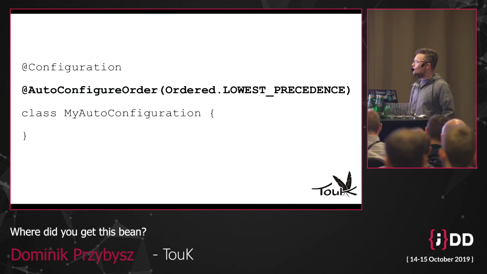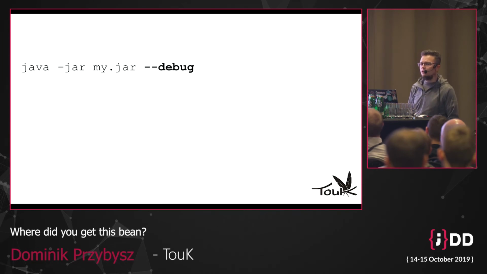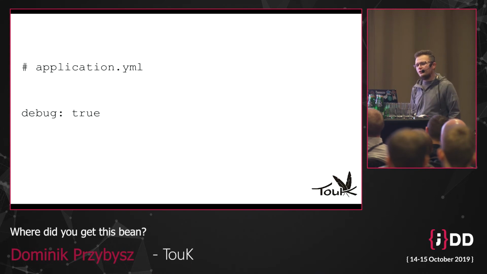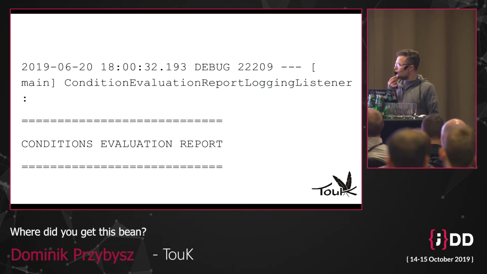Okay, we have created a lot of such auto configurations. We know the order in which they are applied, but we sometimes need to debug and check what has been created, what conditionals are applied on our auto configurations in our Spring application. And for that, we have the conditions debug. We could add the --debug flag to our Spring application during startup. We could also define it in the application YAML or in the properties during our test. If we do that in any of these ways, we'll end up with the conditions evaluation report in our logs.